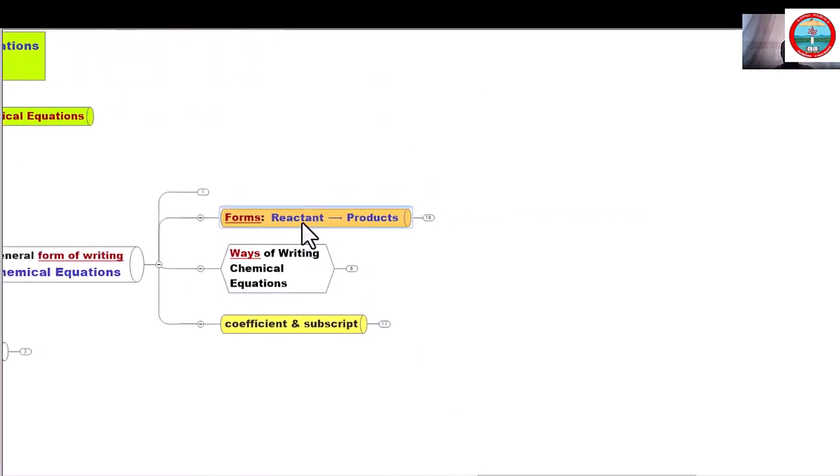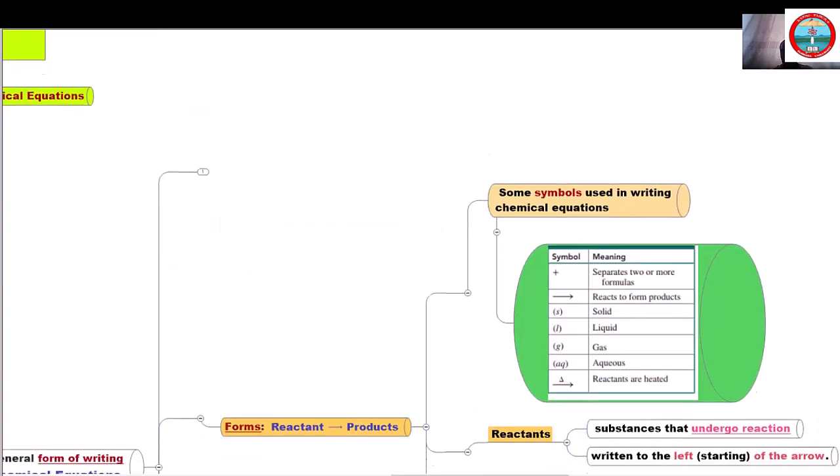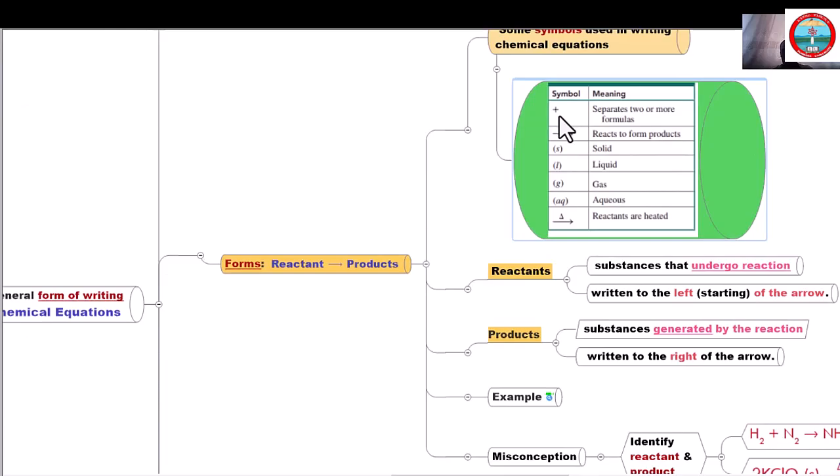You write the reactants and then the products. There are some symbols that are commonly used in chemical reactions. The first symbol is the plus, which separates 2 or more formulas. The arrow means that reactants react to form the products. S stands for solid, L stands for liquid, G stands for gas, and Aq stands for aqueous. The symbol above or below the arrow means that the reactants are reacted with the involvement of heat.